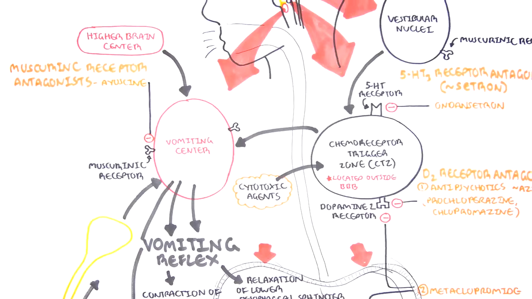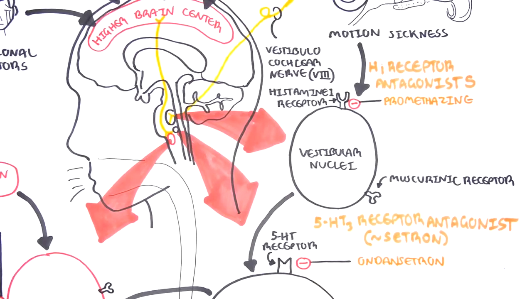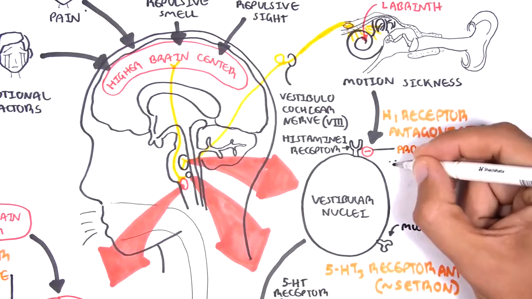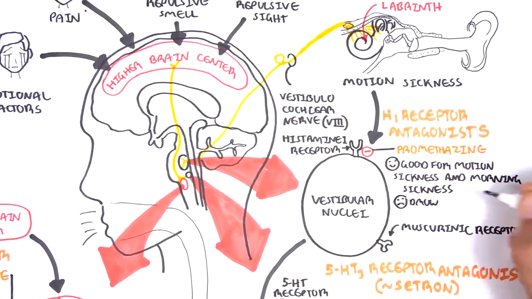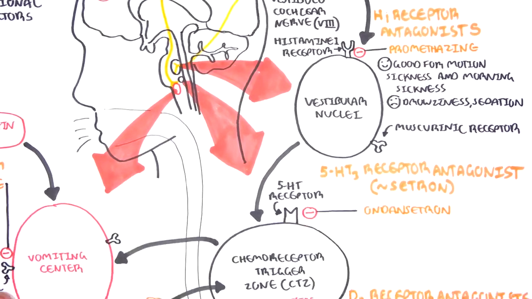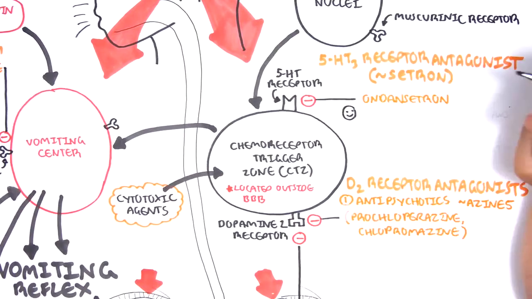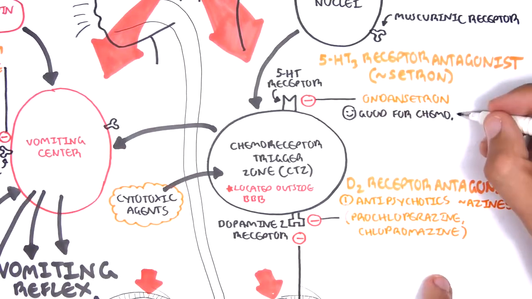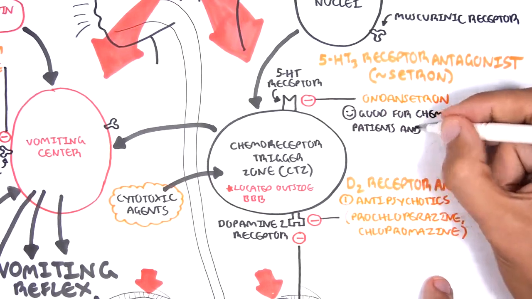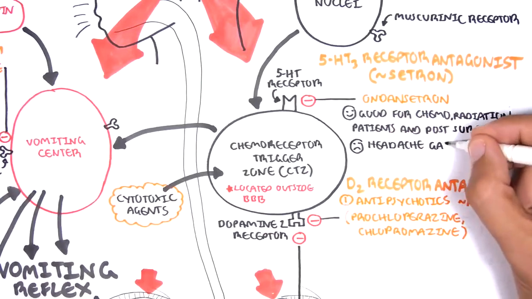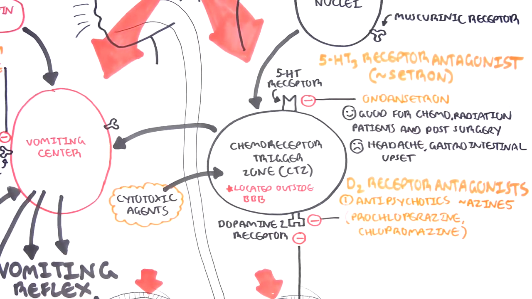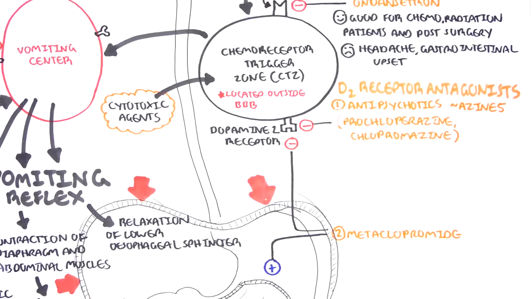Let's begin by looking at the histamine 1 receptor antagonists, such as promethazine. These are good for motion sickness and morning sickness. The side effects of these drugs include drowsiness and sedation. The serotonin receptor antagonists, ending in cetron, such as ondansetron, are good antiemetics for patients undergoing chemotherapy, radiation, but also patients post-surgery. The side effects of these drugs include headache as well as gastrointestinal upset. Remember that these drugs can also work locally at the gastrointestinal tract, which we'll talk about.